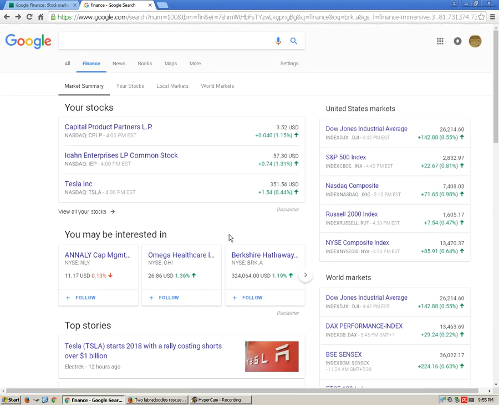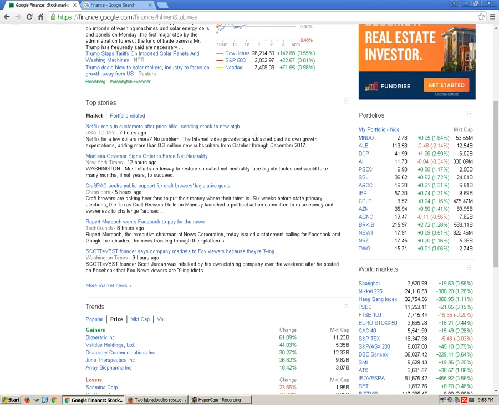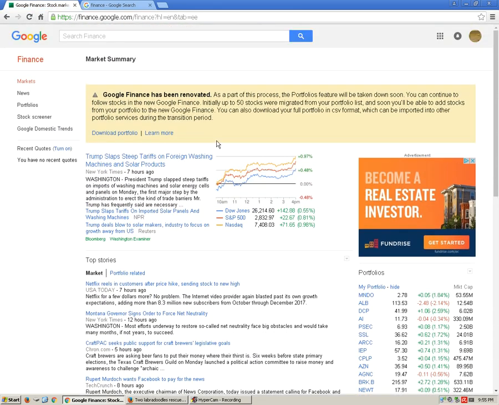So, and there's like no graphs, and I'm just sort of wondering what the deal is. Now let's talk about the portfolios feature.